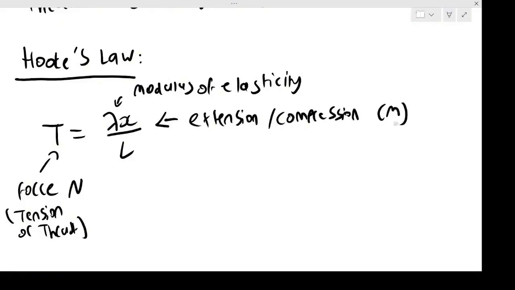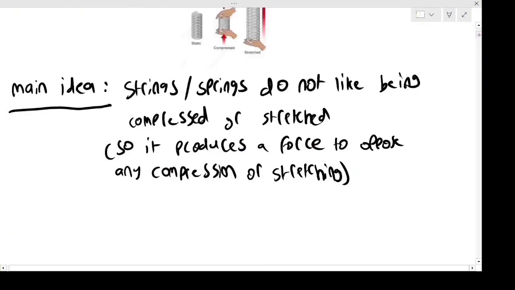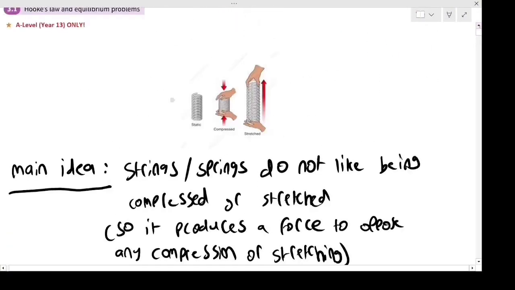And then L is what we call the natural length of the string. So that is basically the length of the string normally, when no force acts on the string, so it's like the original length, and that's again going to be in meters. For example, if we have a look at this top diagram, when it's static, so when there's no forces acting on a spring or string, this is what we call the natural length. That's all that means.